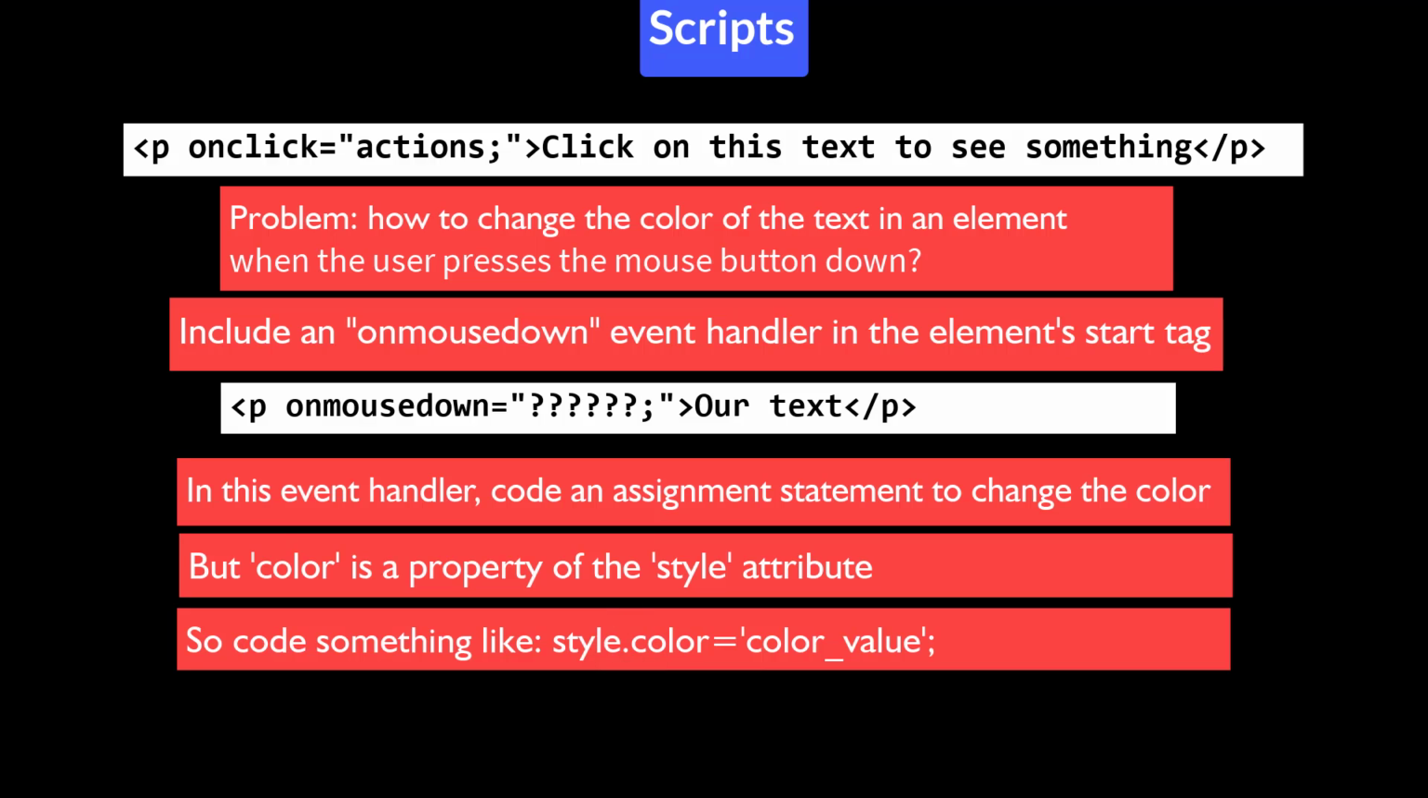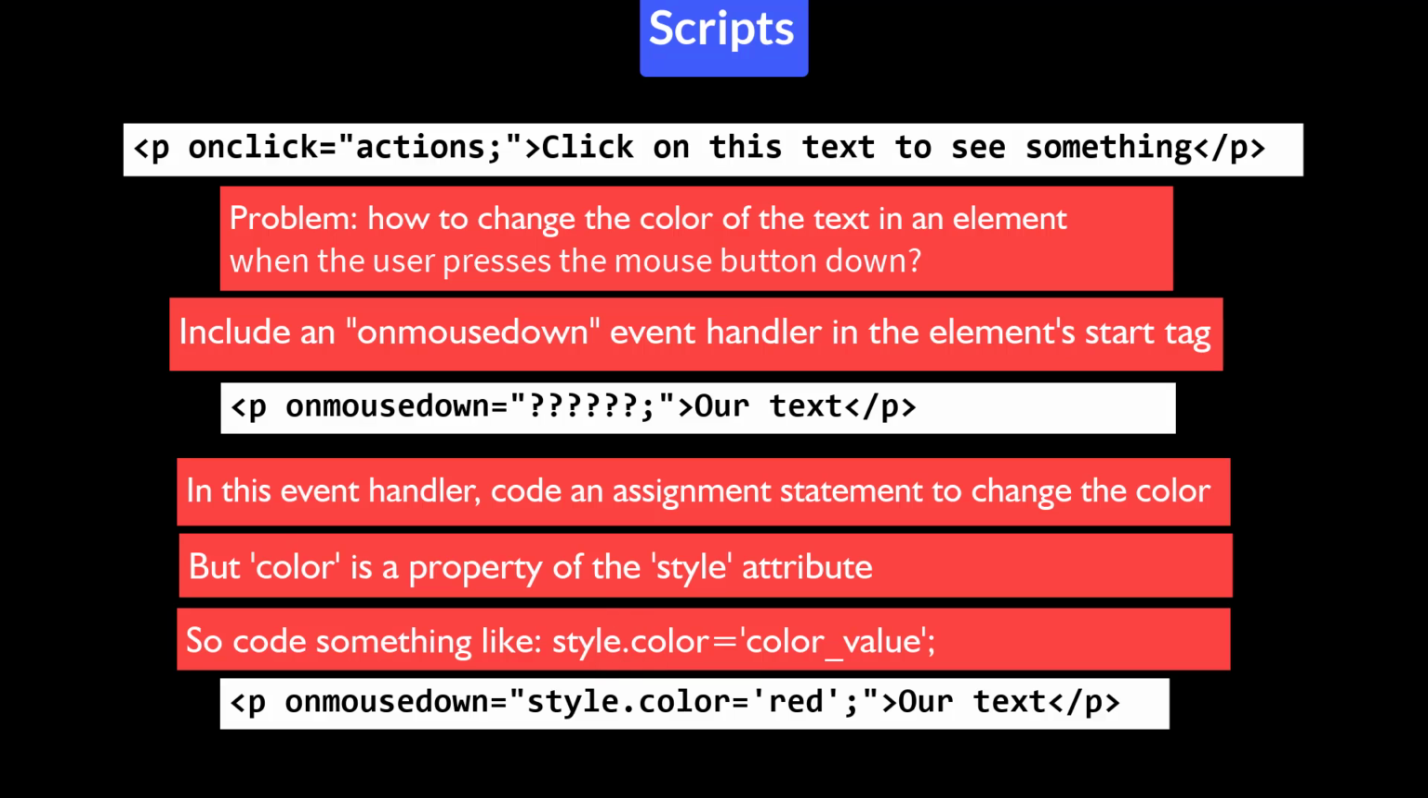So our first cut might be this: p onMouseDown equals, quote, style.color equals, quote, red, semicolon, close quote. Notice the double quotes on the outside and the single quotes on the inside. And then our text. Notice the ending semicolon is inside the double quote. But with this, the text will stay red after you release the mouse button. There's nothing to change the color attribute back.